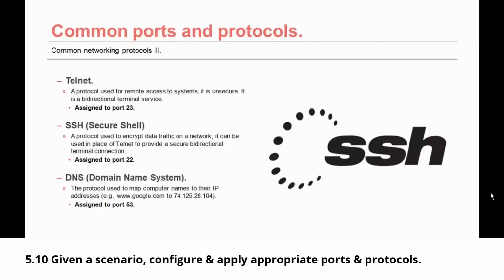Then we have Telnet, which is a protocol that is used for remote access to systems. It is unsecure, but it is also a bidirectional terminal service that comes in handy on occasion. By default, Telnet uses port 23. More secure than Telnet is SSH, or Secure Shell. It's a protocol that's used to encrypt data traffic on networks. It can be used in place of Telnet to provide a secure bidirectional terminal connection. By default, SSH uses port 22.